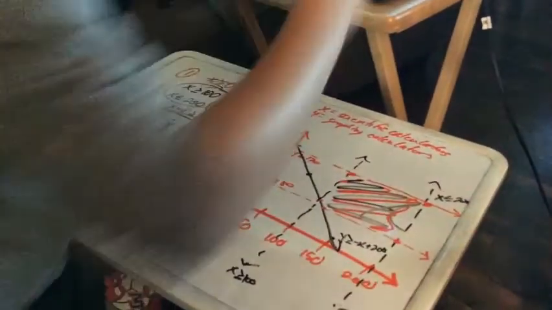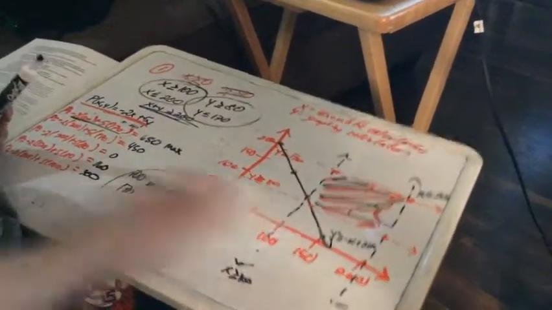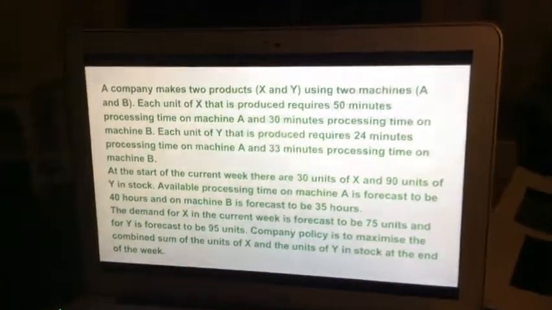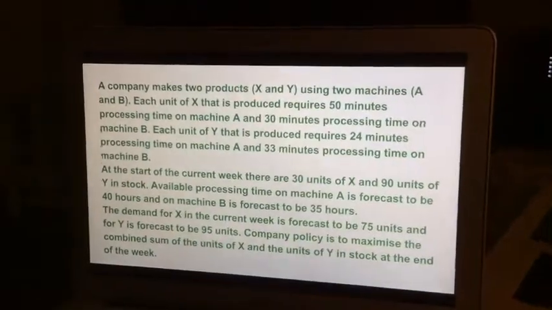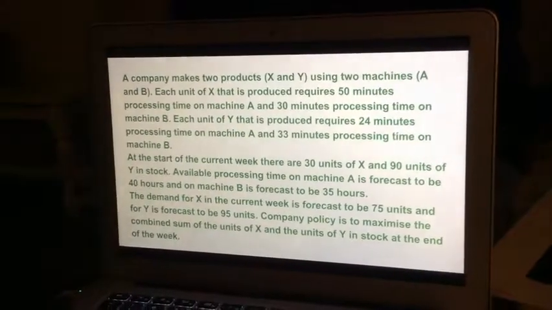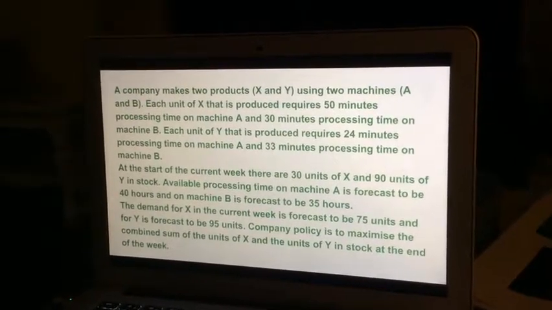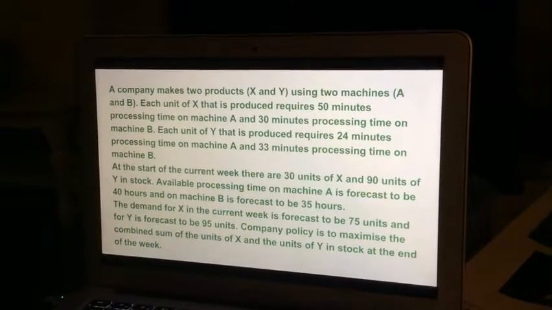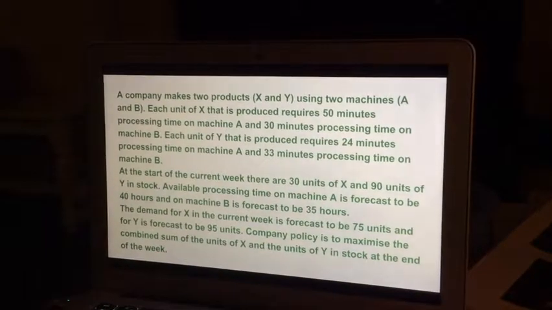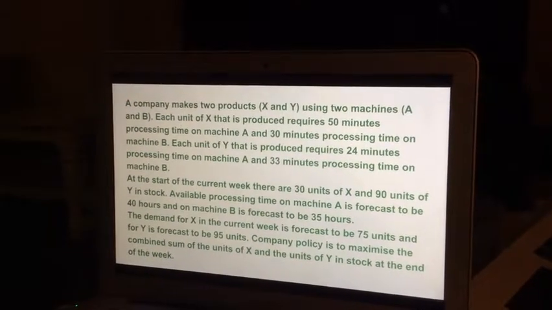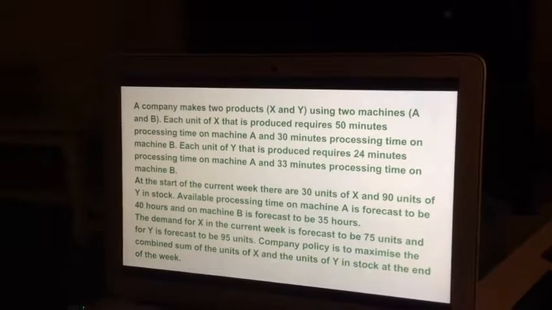Okay, that's a good example. Let's go to something a little more challenging now. So we have a company makes 2 products, X and Y, using 2 machines, A and B. Each unit of X that is produced requires 50 minutes processing time on machine A and 30 minutes processing time on machine B. Each unit of Y that is produced requires 24 minutes processing time on machine A and 33 minutes processing time on machine B.